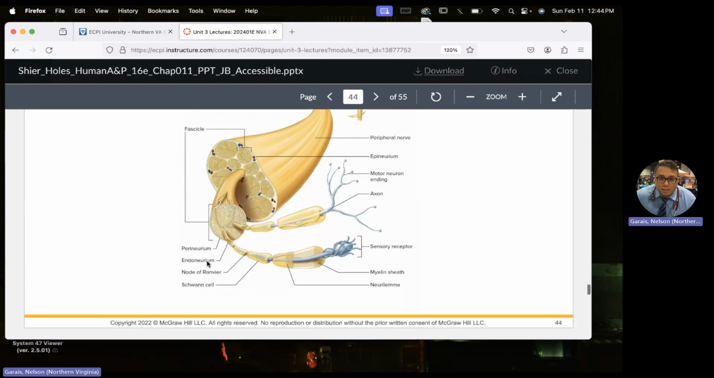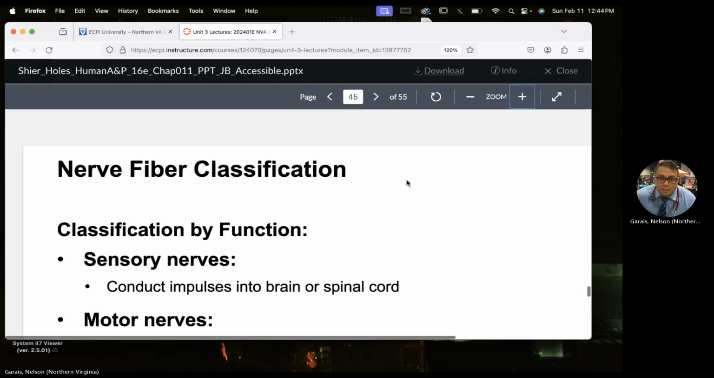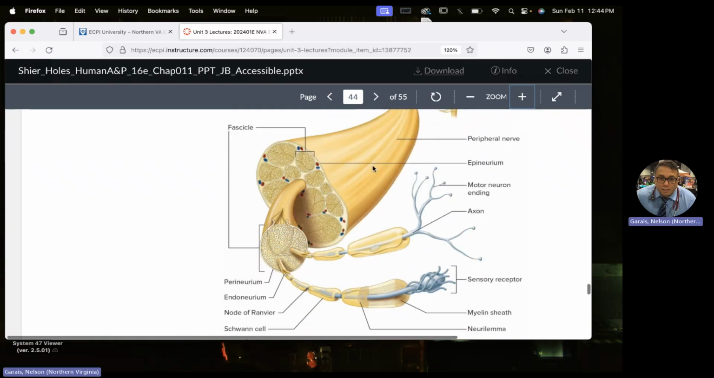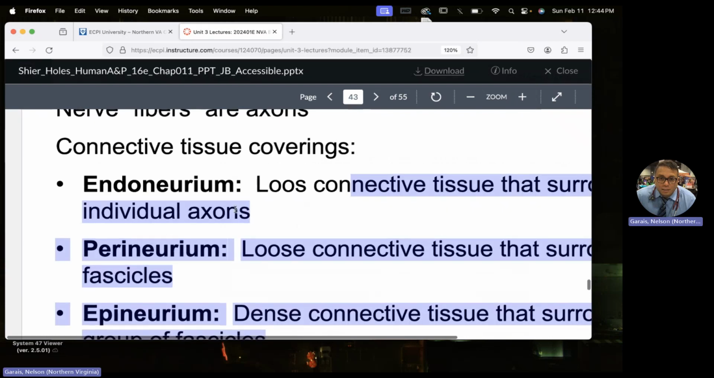Now, let's follow this. I believe this is a little bit better in my opinion. Let's zoom in. Right? So the epineurium is where? Epi, right on top of everything, right? So that's everything. And the fascicle here, the separate fascicle, is going to be perineurium, right? And then the endoneurium is the singular axon. Okay? So you could look at it that way. And this is slide 44, if you're a visual person. Slide 43, if you're doing keywords.